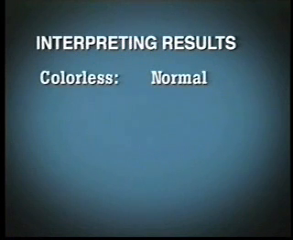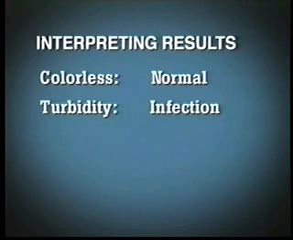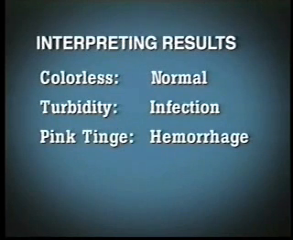What do your results mean? First, consider the color and clarity of the CSF. Normal CSF is colorless and clear. Turbidity could indicate infection. A pink tinge or bloody appearance signals hemorrhage.